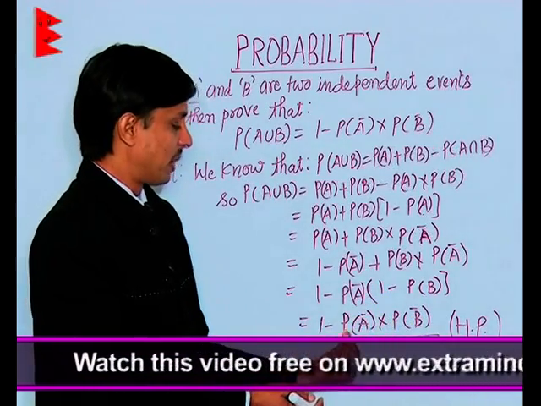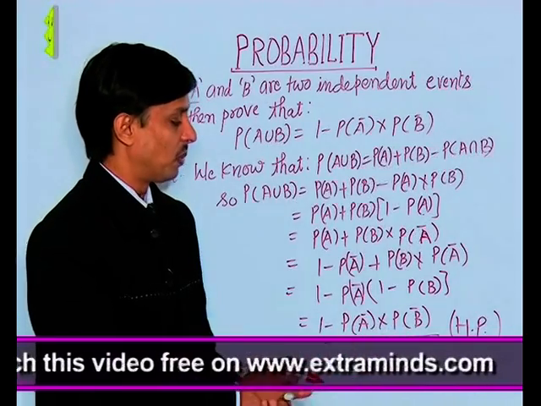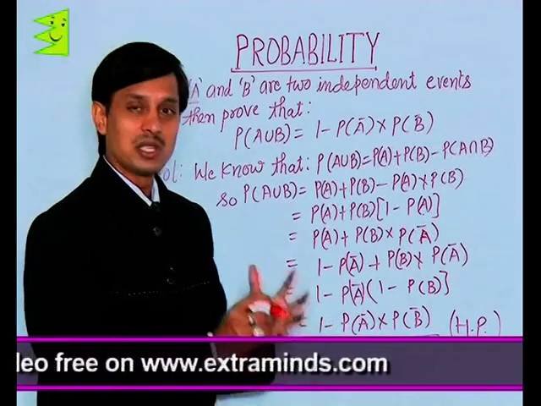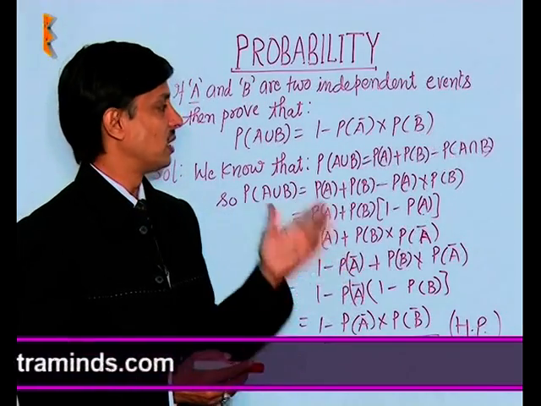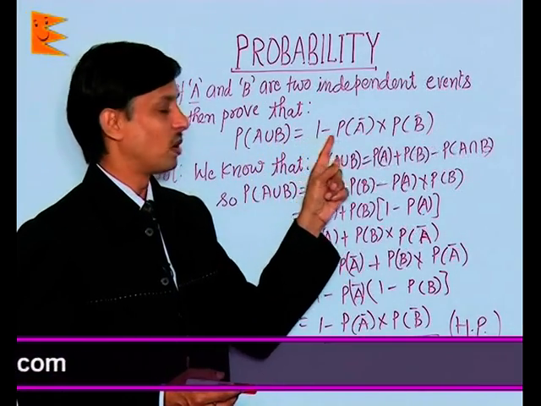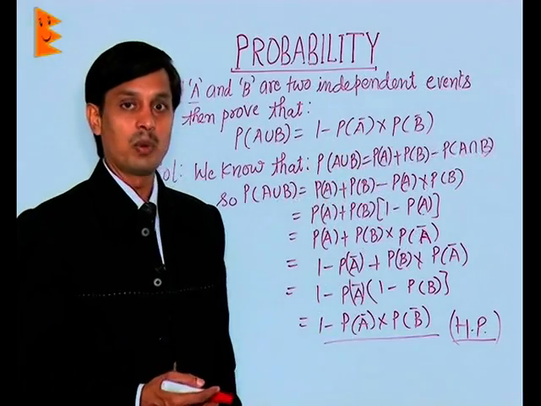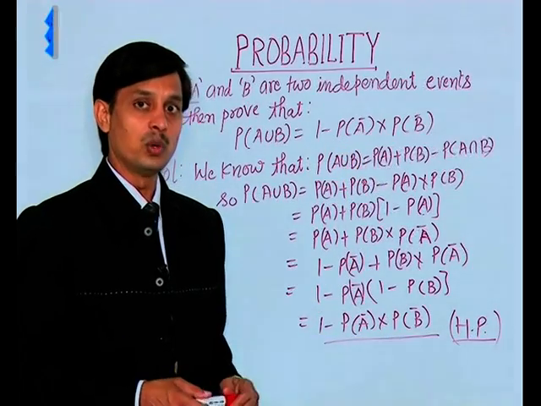So this becomes 1 minus P of A not into probability of B not. So this was the required result which we wanted to show, that the probability of A union B is 1 minus probability of A not into probability of B not, as shown to you in this example.